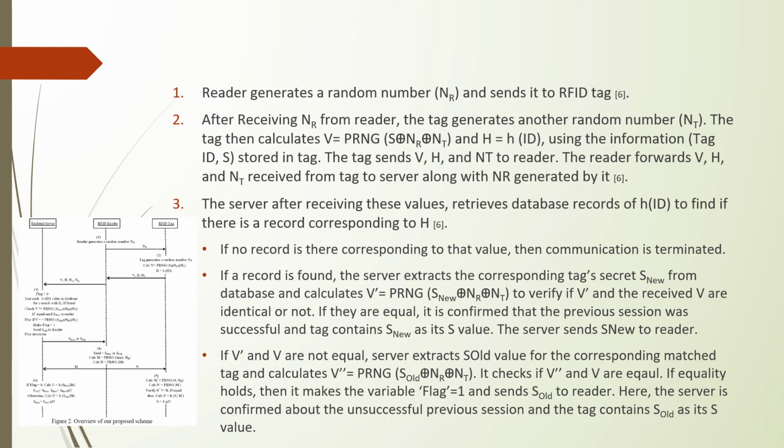And there's one more possibility: if V and V dash are not equal, the server extracts the old seed value of the corresponding matched tag and calculates V double dash. If V double dash and V are equal, then it makes the variable flag 1 and sends the old seed value to the reader. The reader is confirmed about the unsuccessful previous session, and that the tag contains the old seed value instead of the new.